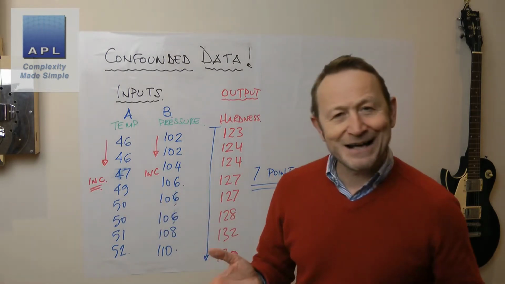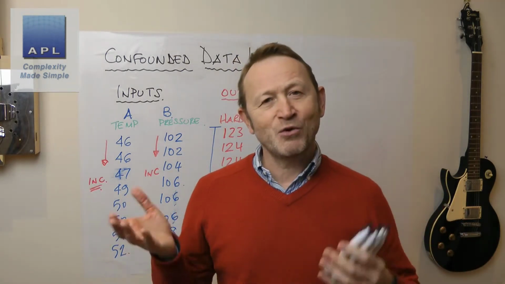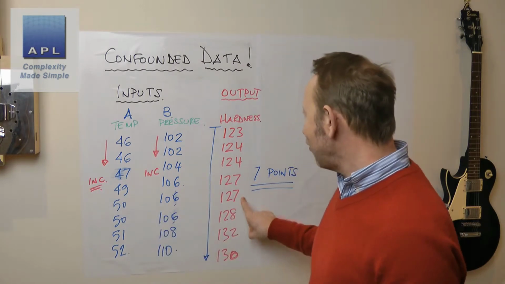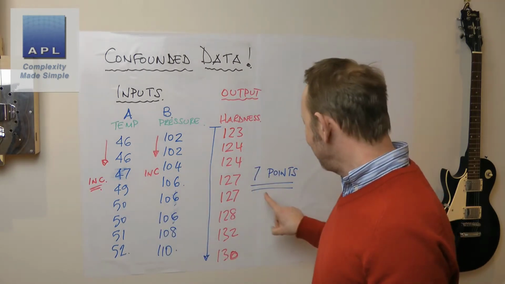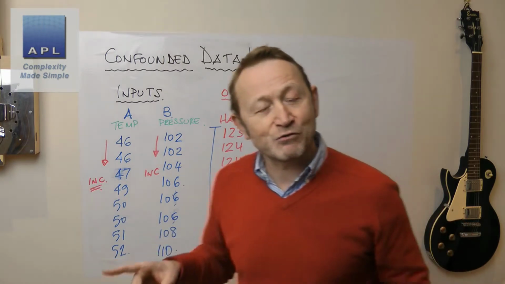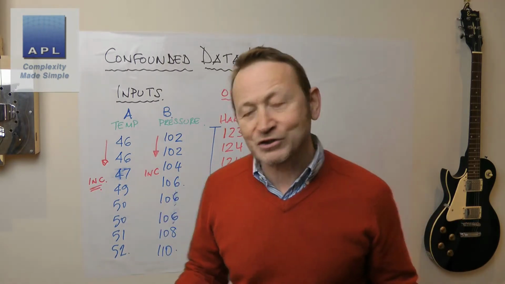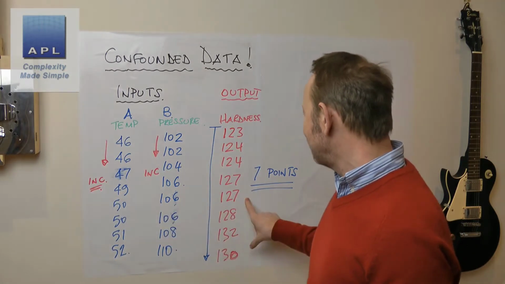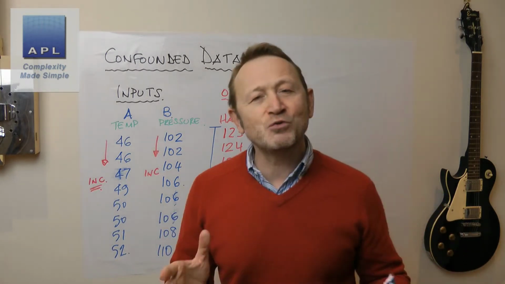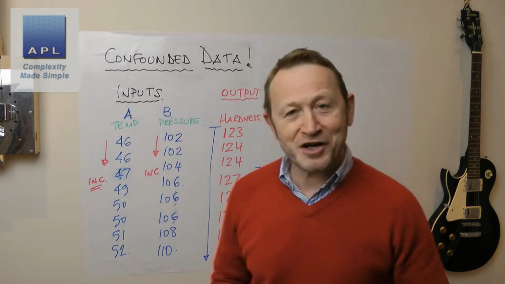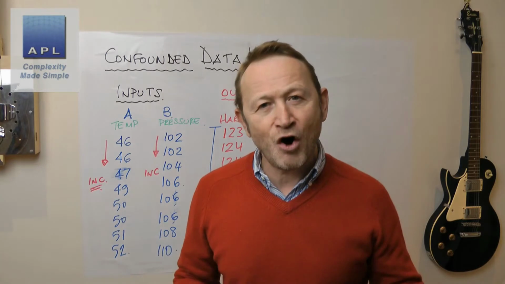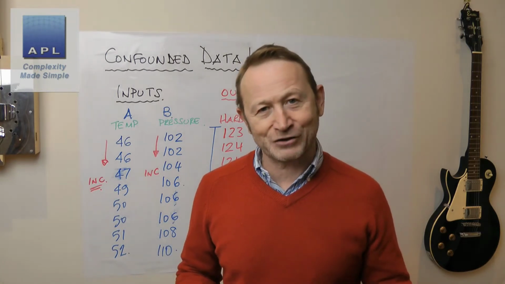So if I did an analysis on this data, what you would see is this. You would see this is highly correlated to hardness, and you would think it's moving the result by 7 points. You would look at the relationship between the pressure and the hardness, and you would think that the pressure is moving the result by 7 points. But you can't double count that effect.